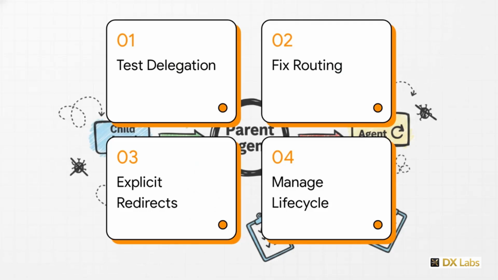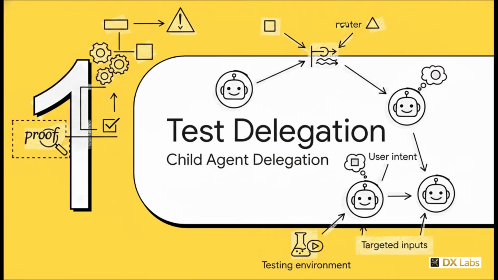Here is our roadmap. Today, we're going to cover 4 key areas: testing child agent delegation, fixing routing inaccuracies, enforcing explicit topic redirects, and finally, managing the overall agent lifecycle. Let's dive right into the first one. Section 1. Test child agent delegation.